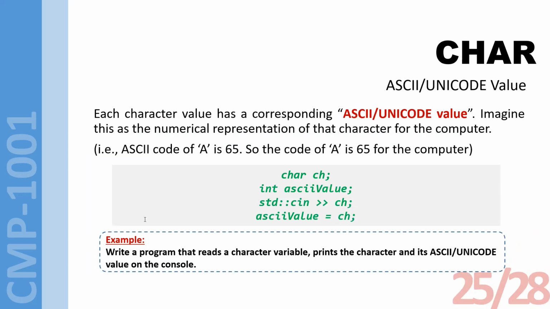Each character value in C++ is a corresponding ASCII or Unicode value. So you can imagine that as a numerical representation of the character for the computer. So the ASCII code of capital A, but be careful, capital A is 65. So the code of capital A is 65 for the computer. So the thing is, the computer doesn't know what capital A is. So it can only store bit values. If the value of the bits representing a single character is 65, it understands that this is the letter capital A.